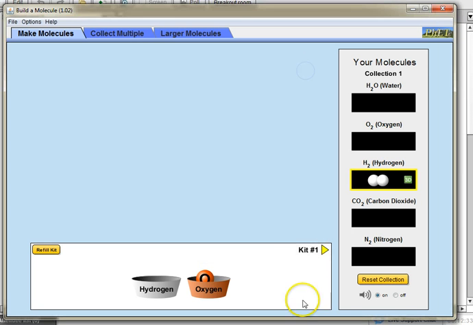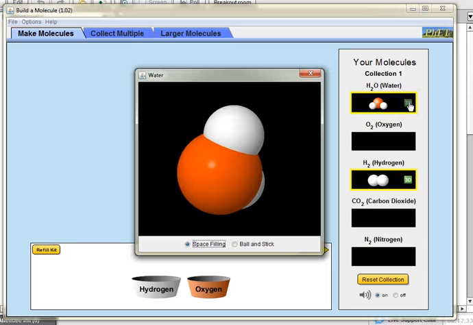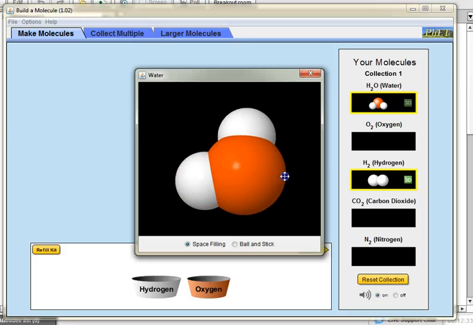Where is the refill kit? You can take a refill by clicking on the refill kit. Now let's take two hydrogens and also one oxygen, and connect the hydrogens. You need to put the molecule in this particular block, so you just do that. You can again see the 3D model of it. Click on that, and this is the water molecule.